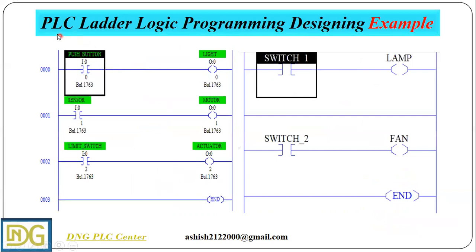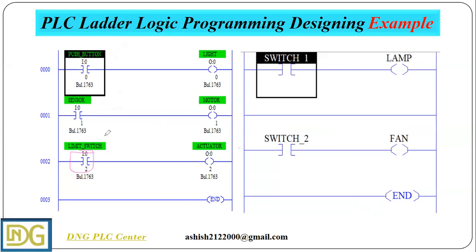And next we have PLC ladder logic programming designing examples. So these are the two examples, one on the left side and one on the right side. In the left side example, we have used 3 inputs: one is a push button, one is a sensor, and one is a limit switch.